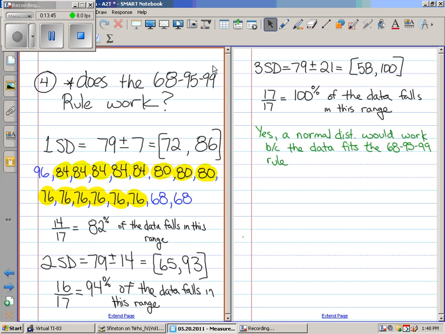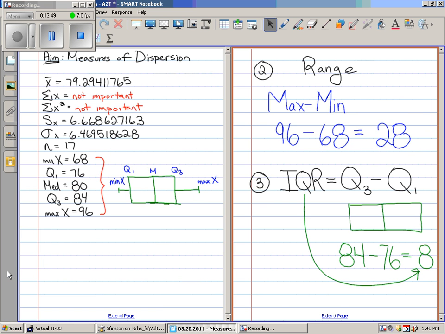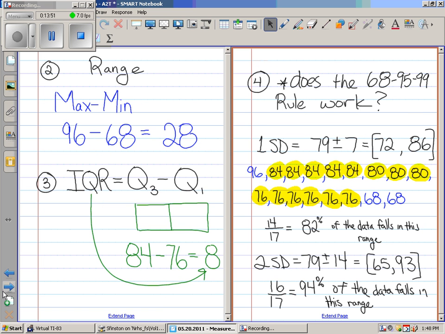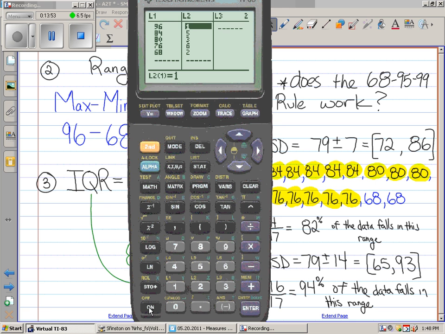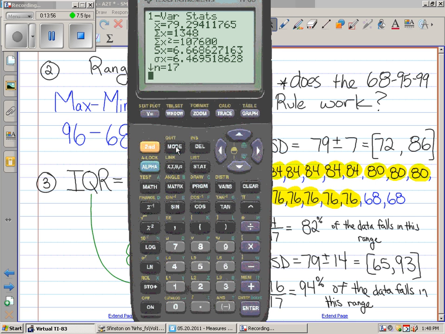Where did I get these numbers? 1 standard deviation. Where did I get that 79 from? I'll tell you where I got it from. I got it from my calculator. X bar, 79. I just rounded. That's what X bar is. It's the mean. It's the average. I just rounded it.